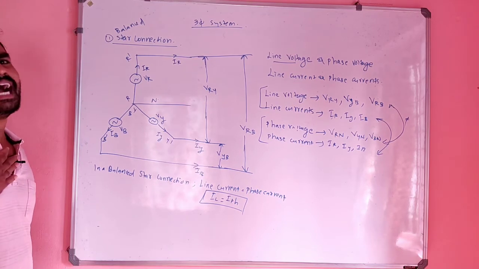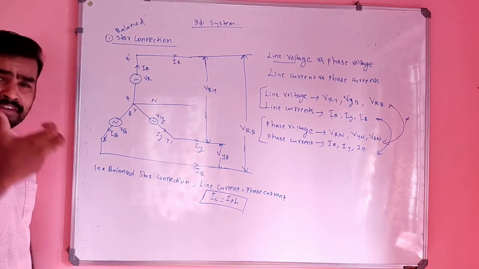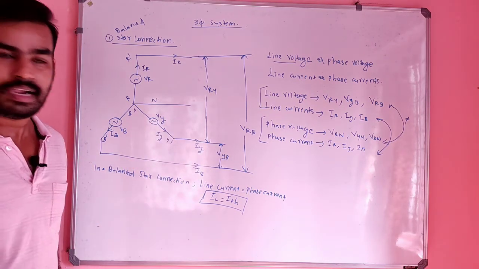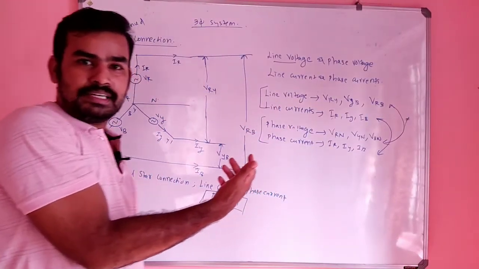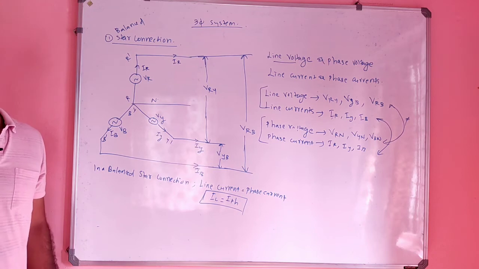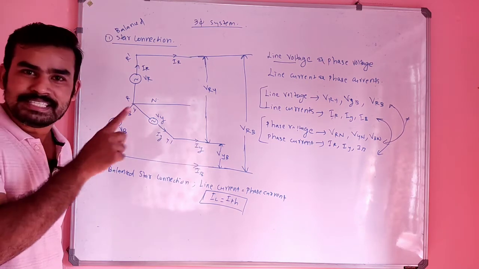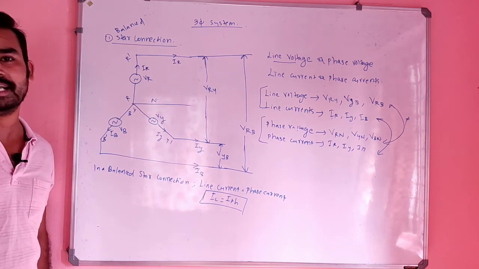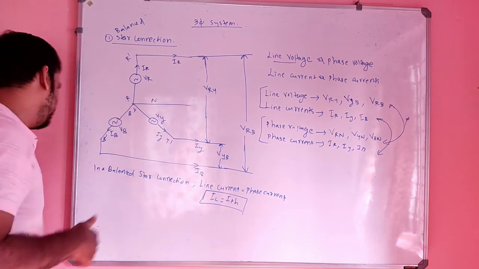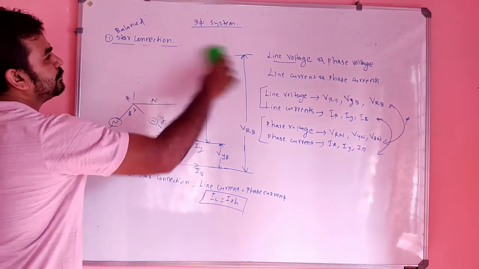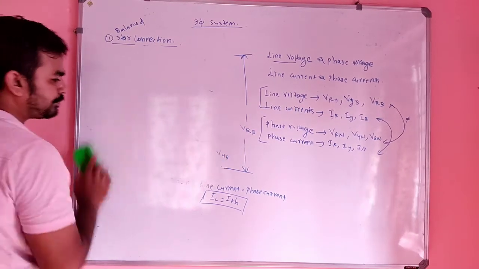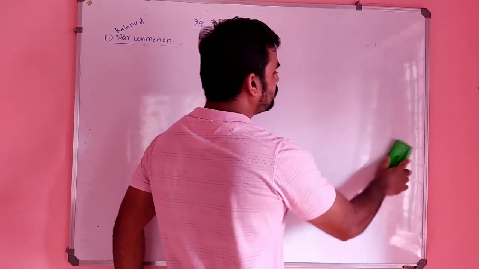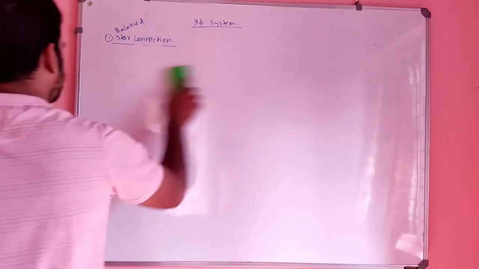Okay. Then we have to find how much difference is there in line voltage and phase voltage. That is our next step. We learned there is some difference in line current and phase current, no? As an engineer, it is our duty to find how much difference there is between line voltage and phase voltage, right? So we have to find.